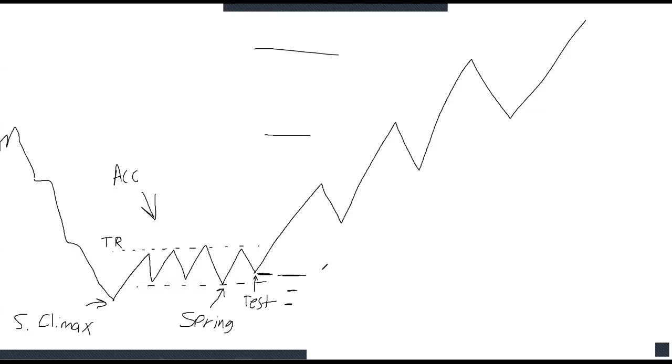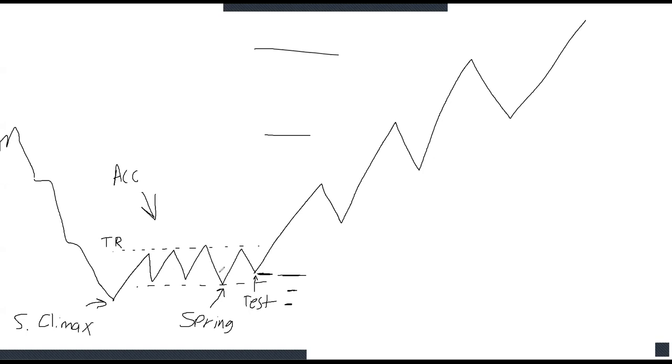Now, could that be a little bit later, right? We see a lot of springs sometimes happen a lot later. Sorry, not springs, a lot of tests happen a lot later. Yes, but if you're not certain, or if you're a new Wyckoff trader, get in on the test. It's just safer for you to get on the test, even if you call it early, right? Say you think this is the test, you're still in profit, right?